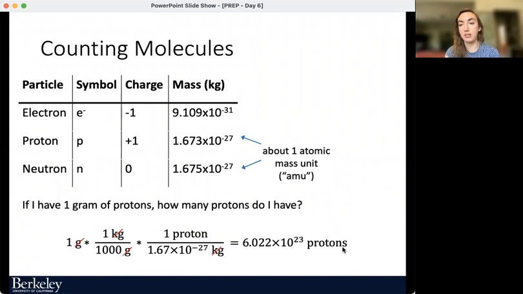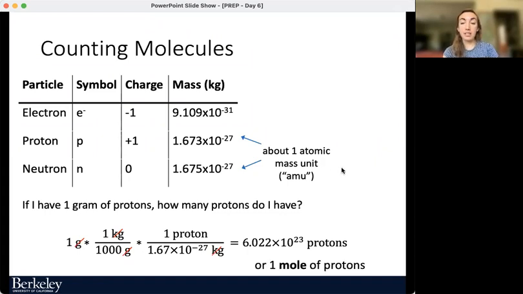23rd protons in it. Does anyone have any questions on how I did that or where that came from? We'll talk about why this number is important in a minute, but do we feel okay about the unit conversions and the counting? Okay, as always, please send a chat or raise your hand if you do have a question.